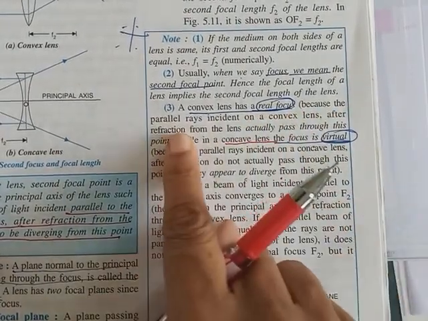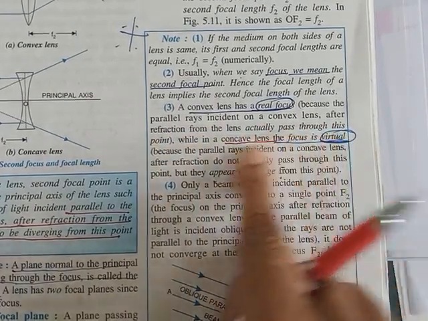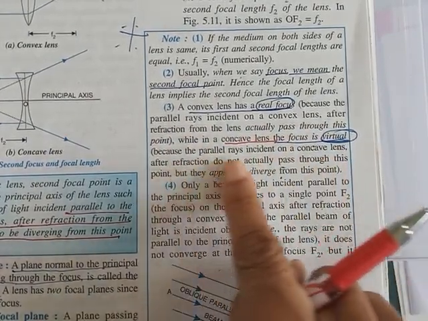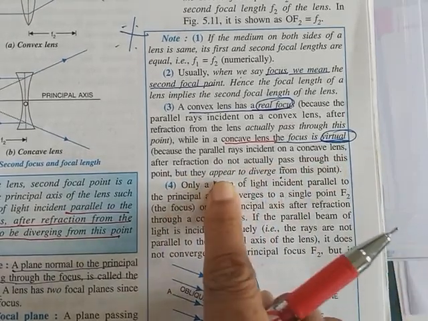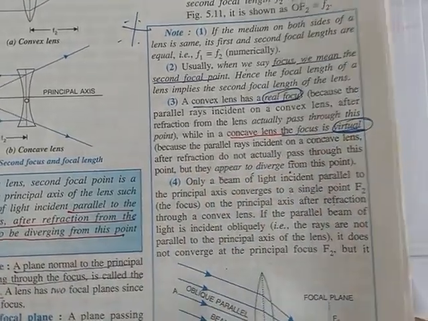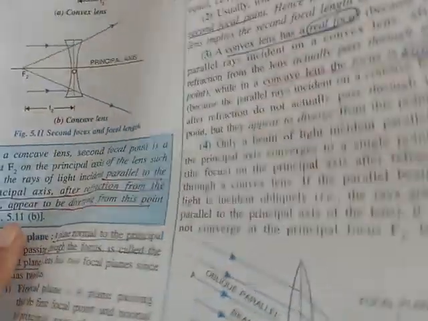Now what is real focus? Parallel rays incident on a convex lens after refraction actually pass through this point. Here parallel rays incident on the concave lens after refraction do not actually pass through but appear to diverge from this point. Now this I will be drawing in case 2 and I will explain.